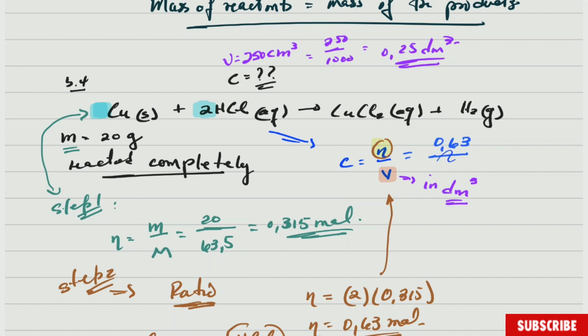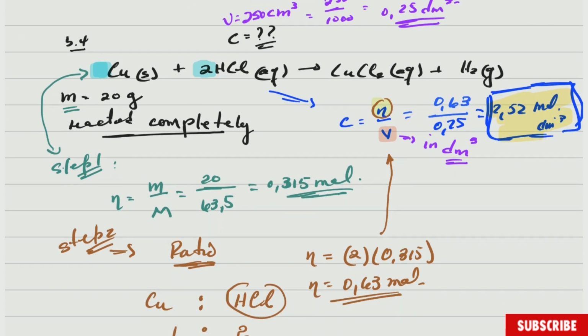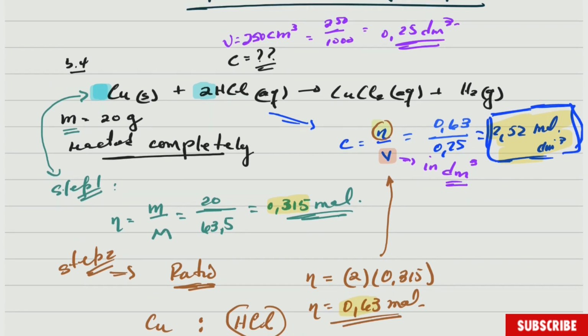And then if you substitute, 0.63 divided by 0.25 is equal to 2.52 mole per decimeter cubic. Now, something important. This final answer may have a tiny difference. And that has to do with how many numbers after the comma you round off here, as well as here. That is the main difference there. It depends on how many digits after the comma you use. You should not round off actually. That will be the correct way.